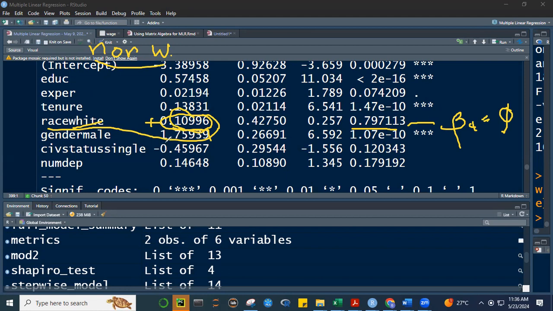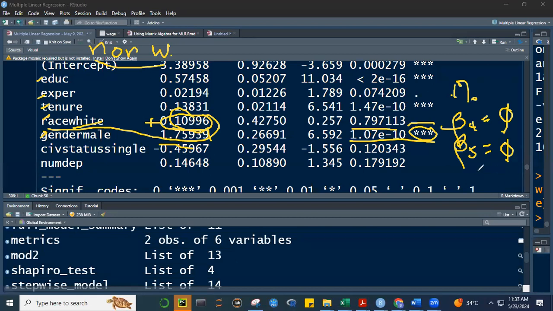Same thing here. Here, gender male, and it's significant. So the null hypothesis here is beta 5 equal to 0. Why 5? Because 1, 2, 3, 4, 5. In our list, it's the 5th regressor. So beta 5 is equal to 0. That's our null hypothesis, right? And what's our conclusion? Since the p-value is significant at 0.1%, highly significant, then we reject the null hypothesis that the coefficient for gender male is 0. Okay, how to interpret this?